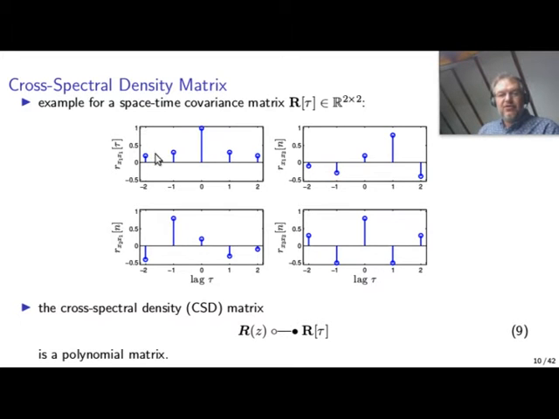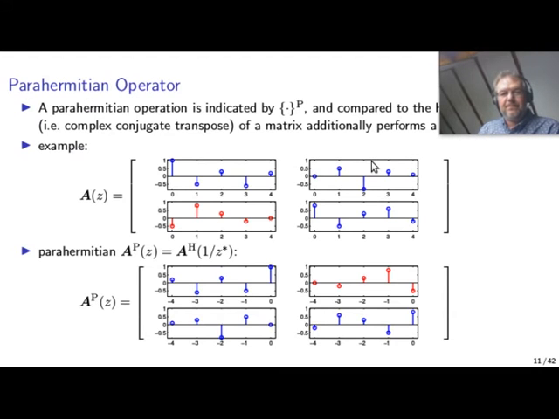The autocorrelation functions on the main diagonal you see are symmetric for the real valued case, and the cross-correlation functions will also be symmetric to some extent, in the sense that the one here at the lower left-hand corner is the time-reversed complex conjugated copy of the right top corner element here. So this space-time covariance matrix has a particular symmetry. And again, we could now apply a z-transform to the space-time covariance matrix, and we get a polynomial matrix R of z. At this point, we define a few operations for our polynomial matrices.